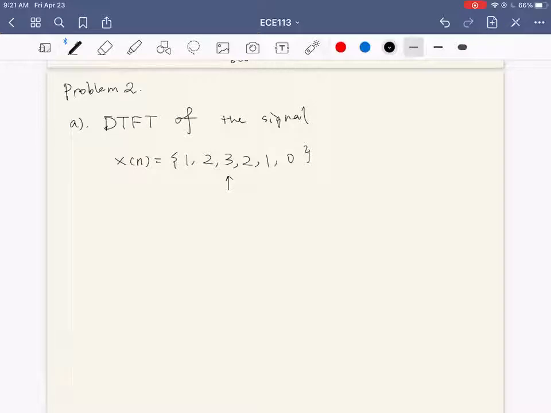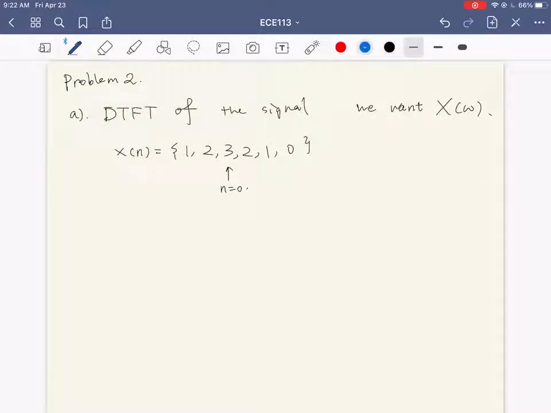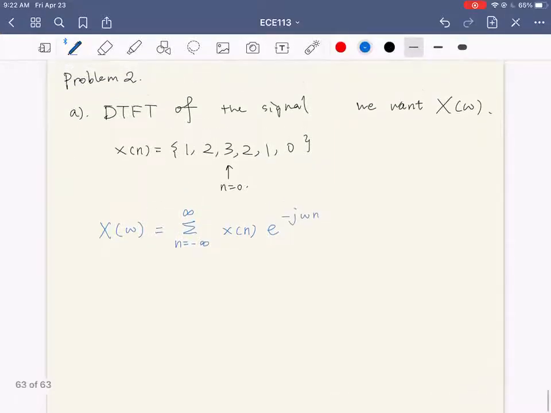And let's say it starts here. So we want to get this. To save you some time, I'll just do it myself. You can check if it is the same as you think. So the equation is the sum from negative to positive infinity of x of n times e to the minus j omega n, right? And because x of n is only non-zero at these indexes, we can write it in this way.